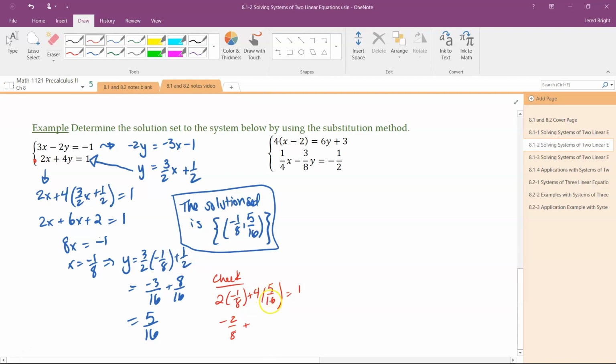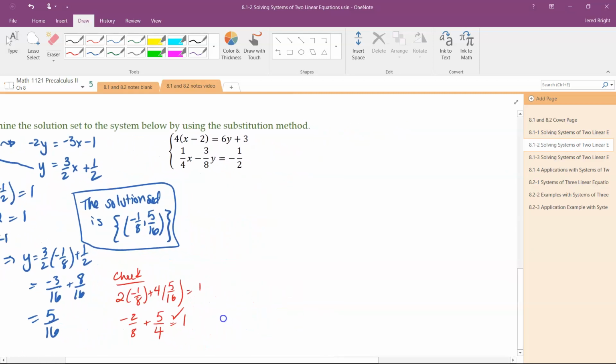And then plus, if I reduce this, this would be 5/4 is equal to 1. Negative 2/8 is negative 1/4, and then 5/4 is 1 more than 1/4. Simplify it, it does work out. Okay, so that's just a nice way to confirm that you have the right thing.